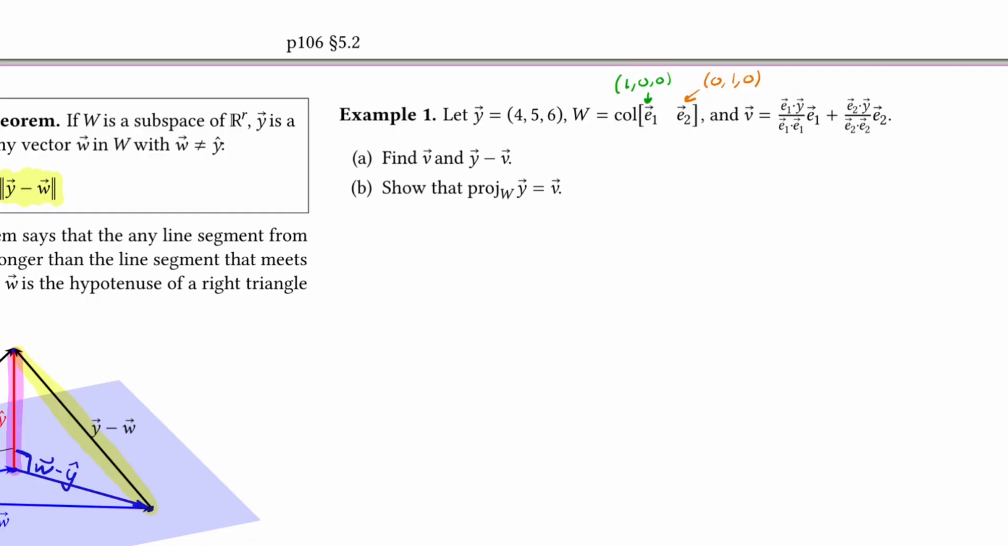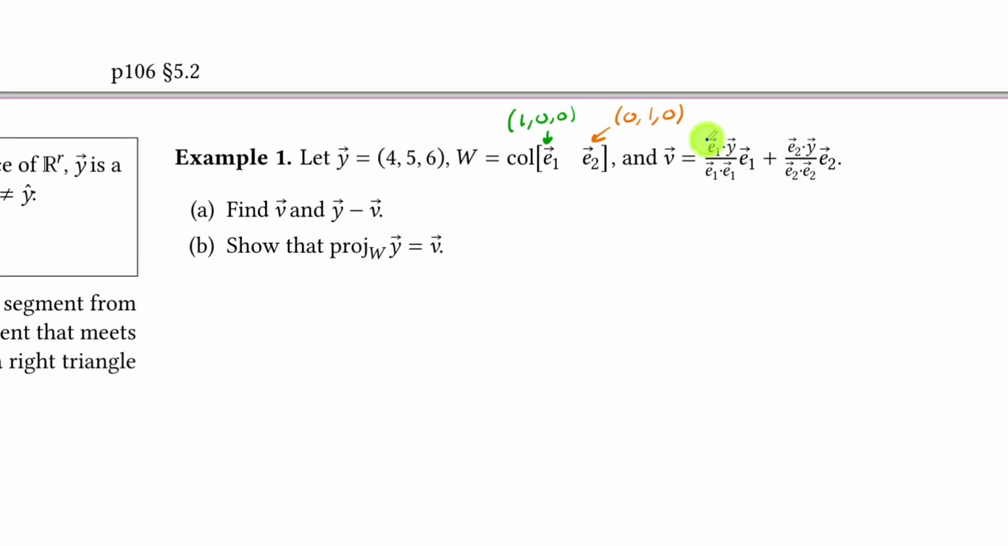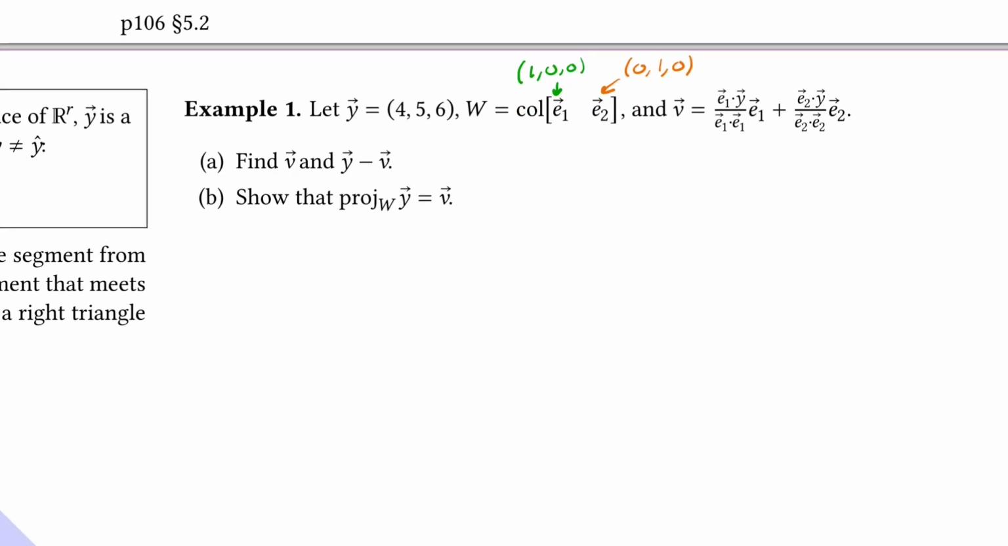And V is going to be in that column space, in the x1, x2 plane, because it is a linear combination of the e1, e2 vectors. And in particular, the scalars are going to be these fractions here. And what we're going to do is show that this is actually the projection onto W of the vector y. So let's start by finding V.